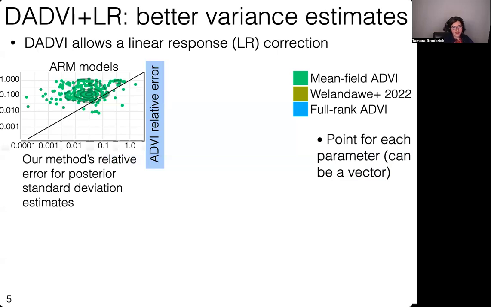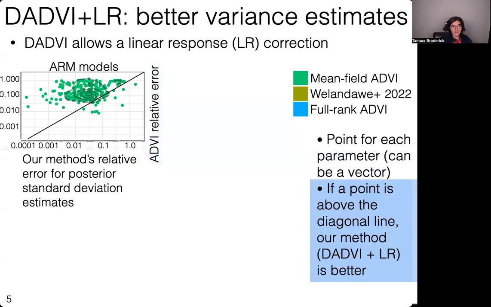Now, what are we looking at here? Well, this diagonal line you're seeing, that's an x equals y line. And so if a point's above the diagonal line, our method, that is to say DADVI plus this linear response correction, which remember we also included in the speed comparison earlier, that's performing better. And if things are below the diagonal line, the other method is performing better. And so while we see there are some examples where the other method performs better, by far most of the mass of these points is above the diagonal line.